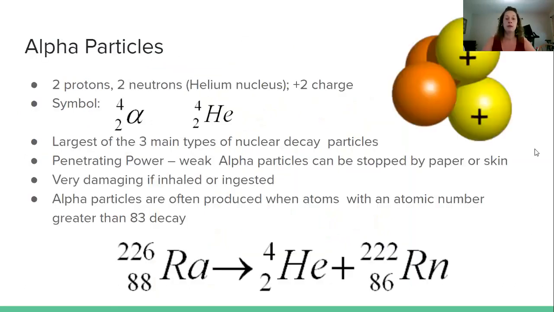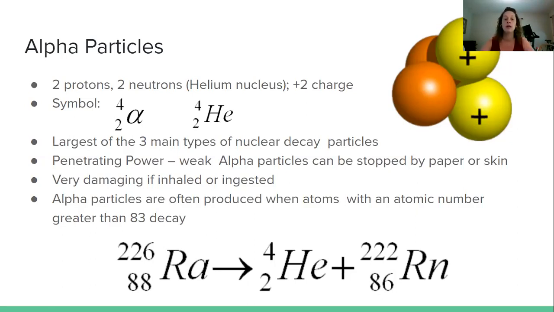So first, an alpha particle. An alpha particle is composed of 2 protons, 2 neutrons, and has a 2+ charge. So it's essentially a helium nucleus. We can use 2 symbols: the alpha symbol, which is kind of like a curvy A, and the helium symbol. The 2 down here represents the 2 protons, kind of like an atomic number would, and the 4 up here represents the mass. Since it has 2 protons and 2 neutrons, and they all have mass, that's your 4 AMU for the mass.